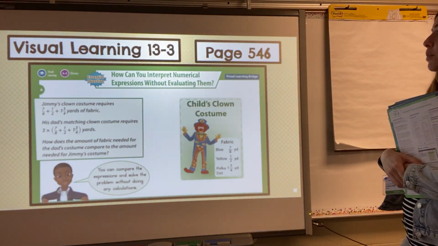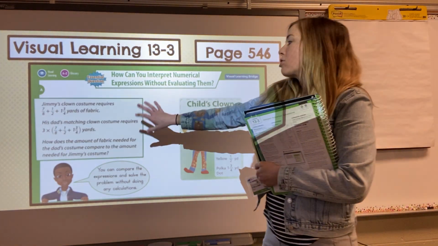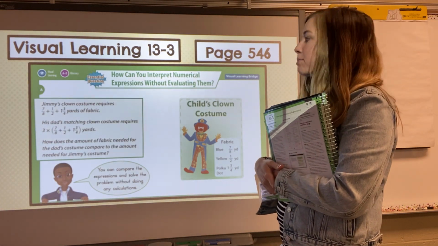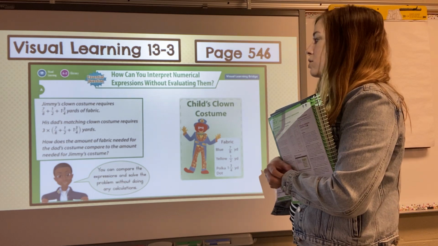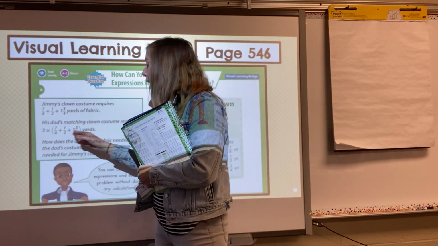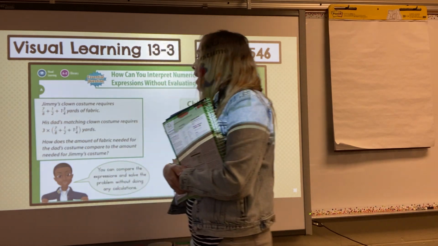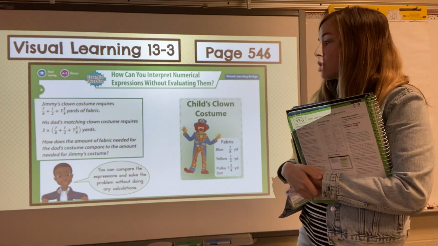Okay, how can we interpret numerical expressions without evaluating them? So here's our problem. Jimmy's clown costume requires 7/8 plus 1/2 plus 1 3/4 yards of fabric. His dad's matching clown costume requires 3 times 7/8 plus 1/2 plus 1 3/4 yards. How does the amount of fabric needed for the dad costume compare to the amount needed for Jimmy's costume?